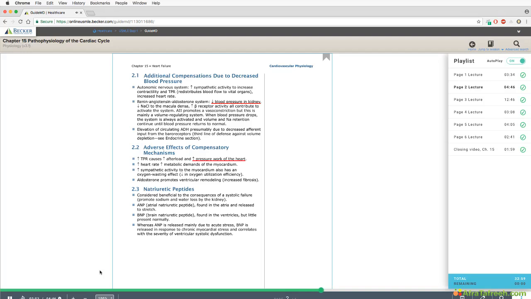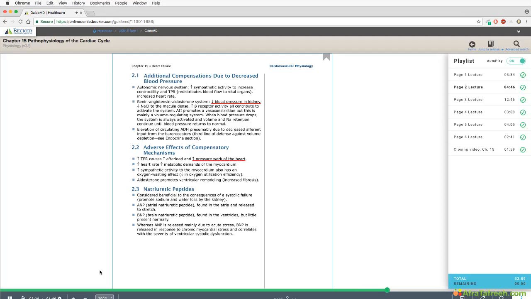Now natriuretic peptides are considered beneficial to the consequences of systolic failure because they promote sodium and water loss by the kidney. But even though they promote these effects, they never override the renin-angiotensin-aldosterone system. Natriuretic peptides can antagonize the system, but they never override the system. So when you activate the renin-angiotensin-aldosterone system, you keep retaining sodium and water regardless of the natriuretic peptides.